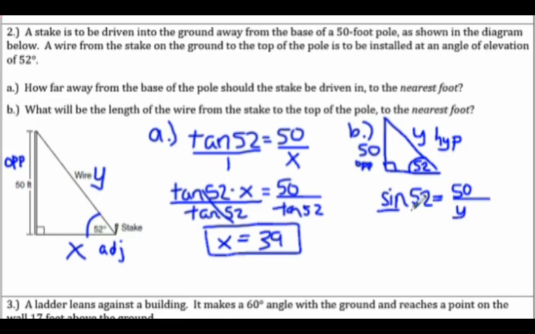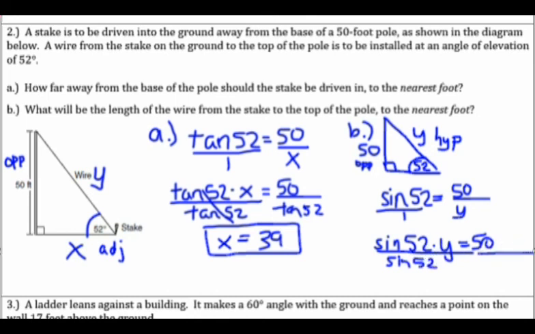Cross multiply again, over 1. Sine 52 times y, and 50 times 1 is 50. Divide both sides by the sine of 52, and then we just have to put it in the calculator.